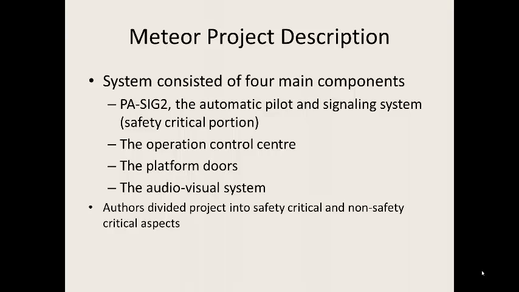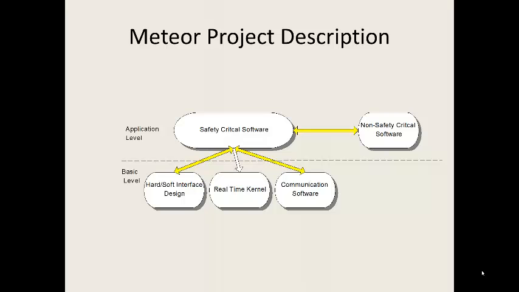The operation control center, platform doors, audio-visual system, and basically what the authors did was they divided it into safety critical and non-safety critical aspects. For example, the audio-visual system would probably be non-safety critical. So you have your safety critical software, your non-safety critical software, and at the basic level you have hard-soft interface design, the real-time kernel, and the communication software that make up the safety critical software.